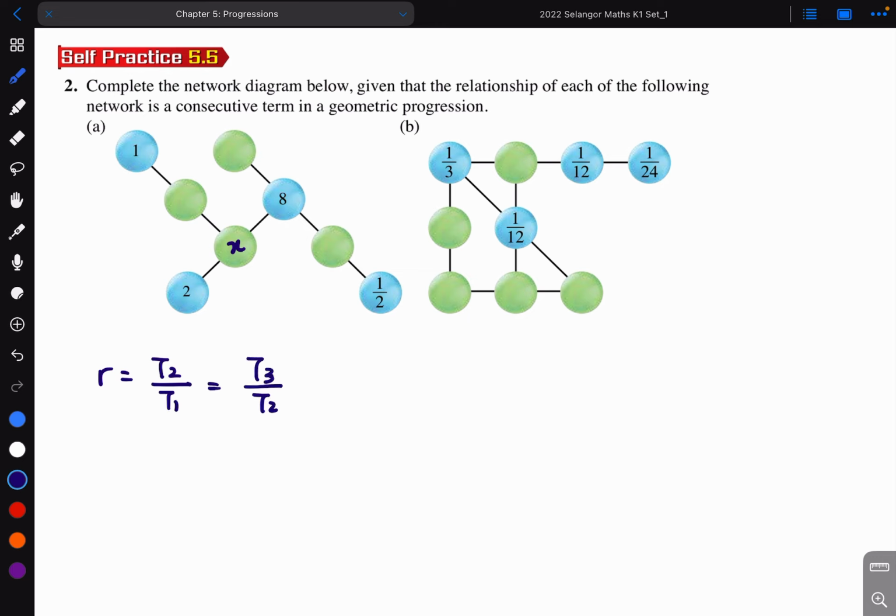So T2 over T1 must equal to T3 over T2. So we can put here T2 over T1 equals to T3 over T2. Then we can solve. So cross multiply, x squared is 16, x will get 4. Okay, this is a long way lah. This is to do one by one calculation.